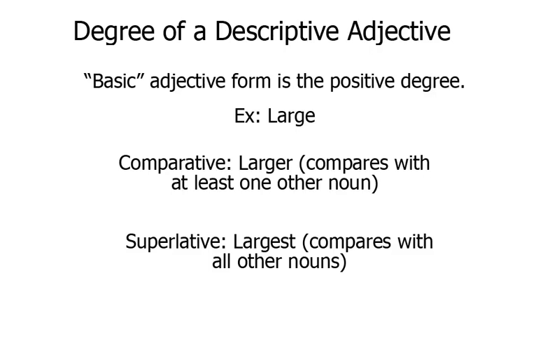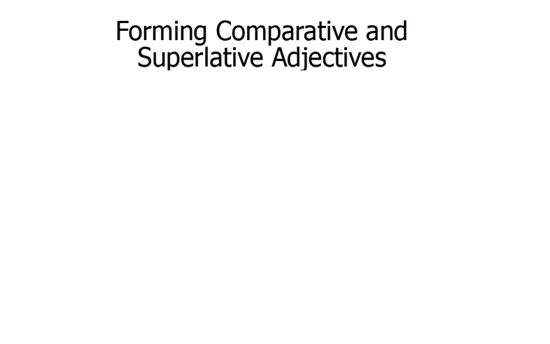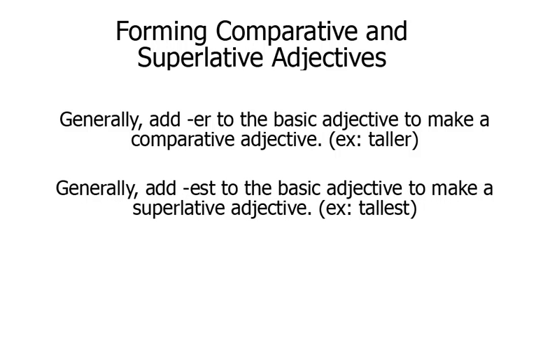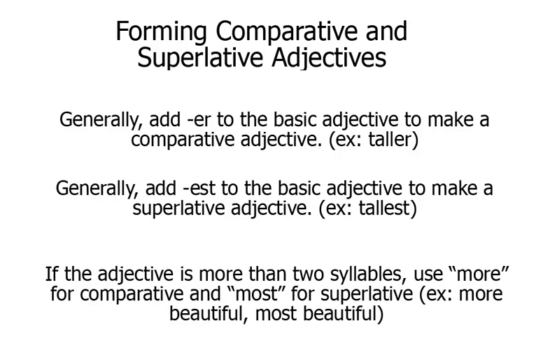Typically, to go from positive to comparative, we add an ER at the end of the word, and to go from positive to superlative, we add an EST. There are, of course, exceptions to this. For example, we don't say gooder and goodest, but rather better and best. In addition, if the adjective is more than 2 syllables long, instead of adding ER or EST, we add the word more or most in front of the adjective. So instead of saying beautifuler and beautifulest, we would say more beautiful and most beautiful.